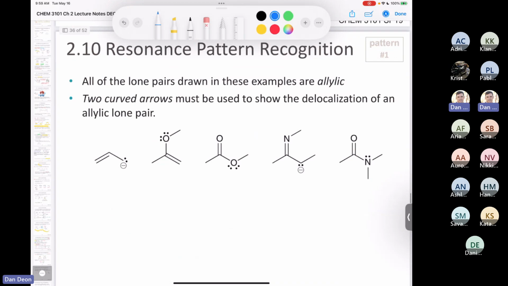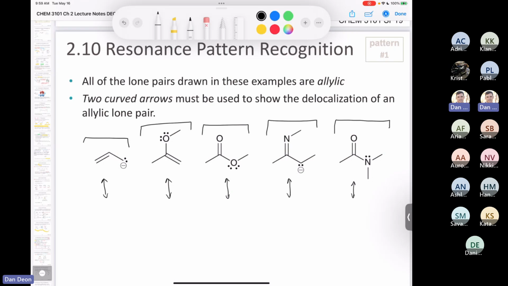So if we take a look at each one of these structures, they all have allylic lone pairs. And when you have an allylic lone pair, you must draw two curved arrows in order to show the delocalization of that allylic lone pair. And so what we're going to do now is draw an open bracket for each one of these, and we're going to get some practice on drawing the resonance structures for each one of these compounds or ions. So I'll put a resonance arrow. Normally, we don't draw resonance structures vertically like this, but just in the interest of space, we'll do it like this.